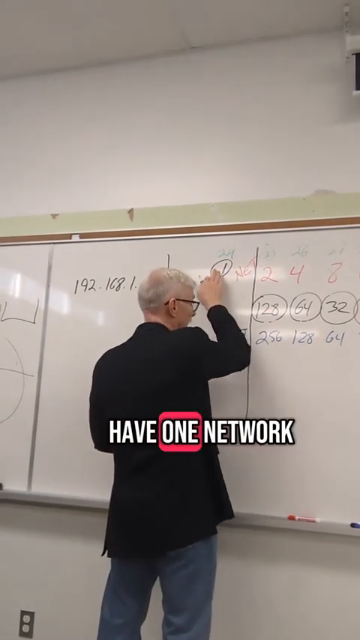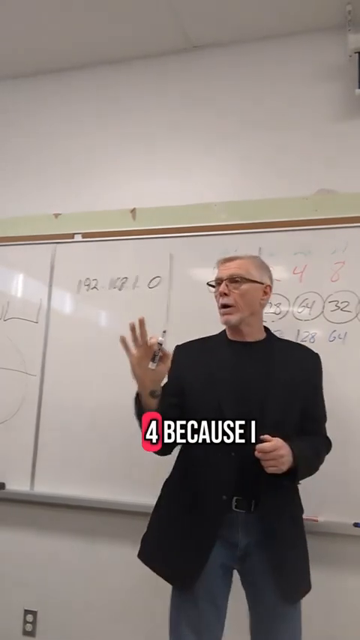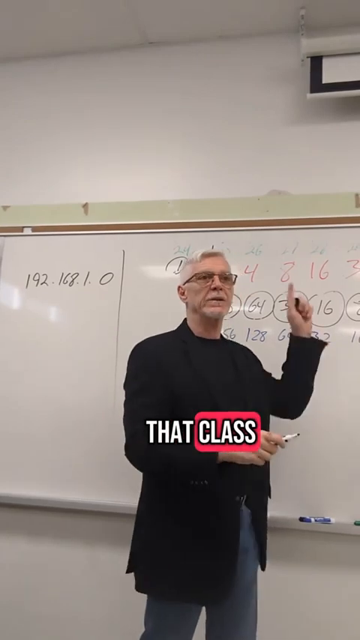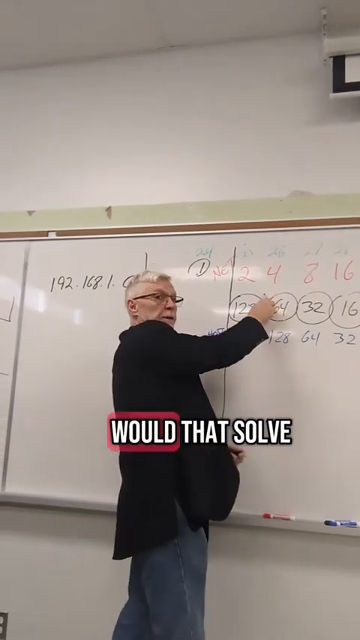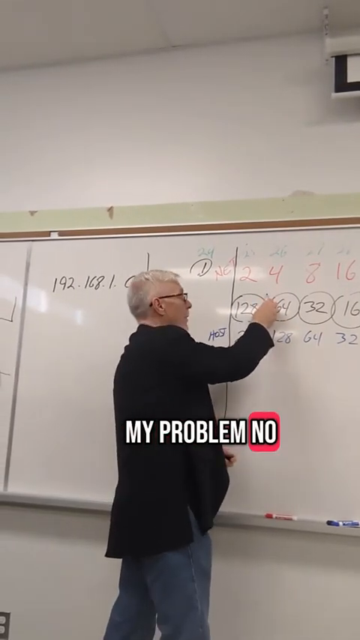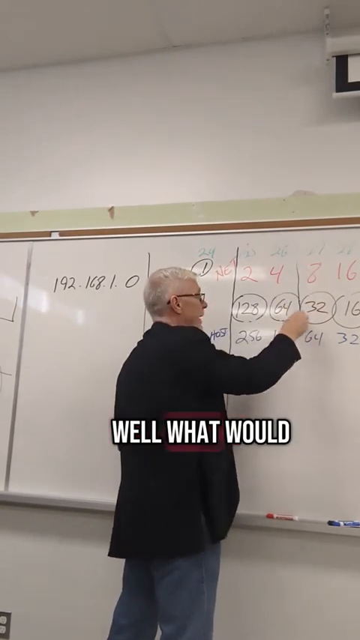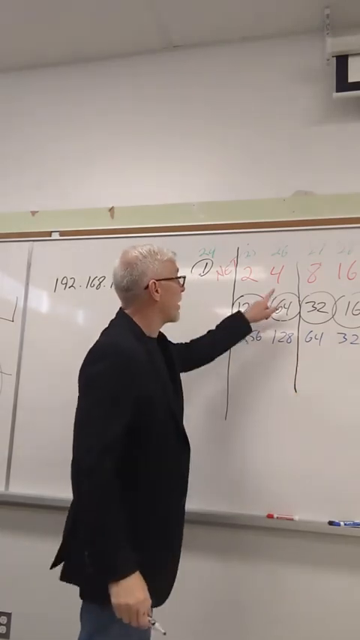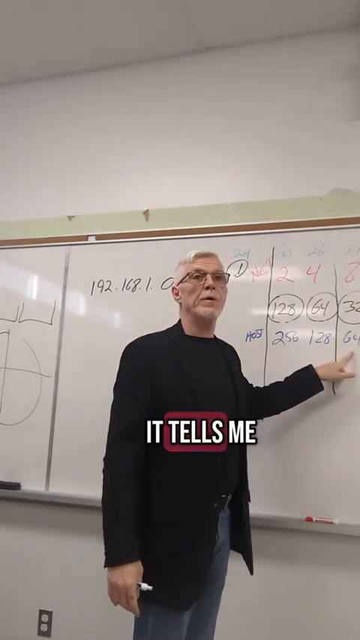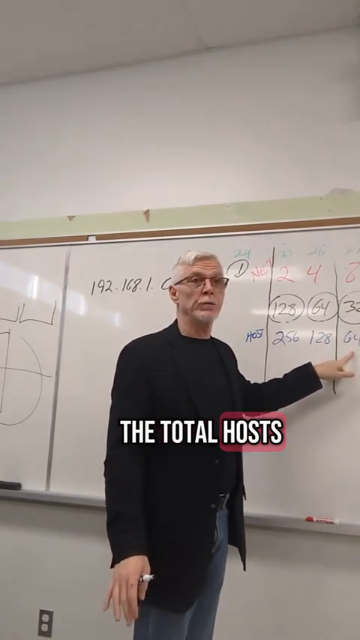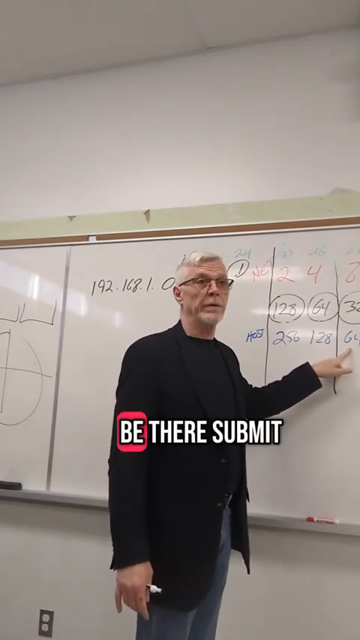So I would have one network with 256 hosts. But I need 4, because I have this class and that class upstairs, right? So if I took 1 bit, would that solve my problem? No. What if I took 2 bits? Well, what would that give me? How many networks would it give me? 4. And then it tells me what the total hosts would be. It also tells me what the network increment will be.